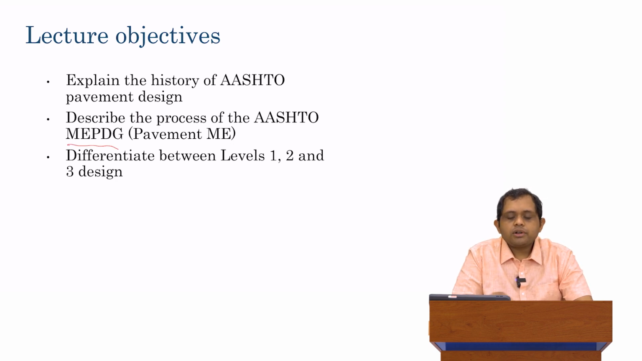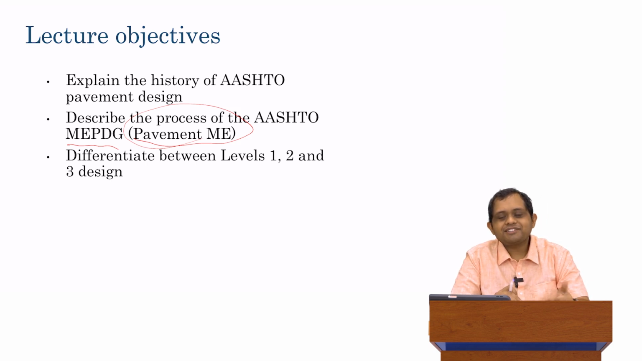Now, by the way, one little note, the MEPDG also has another name. It was rebranded, so to say, a few years ago into what was called Pavement ME. So that is Pavement Mechanistic Empirical. So it's sort of a brand name, AASHTO Pavement ME. When I learned this topic, it was called MEPDG. A little bit after I learned the topic, they changed the name to Pavement ME. So out of habit, I'm going to use these two names almost interchangeably. Sometimes you'll hear me say MEPDG, sometimes you'll hear me say Pavement ME. Understand that more or less they are the same thing. I'm referring to the same idea.